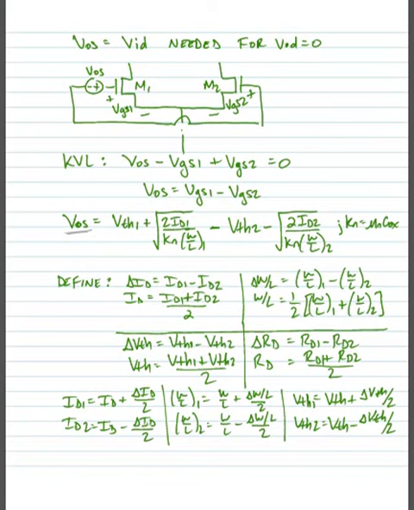All right, so we're going to take a break here, and what we're going to do is substitute these mismatch parameters back into our expression for offset voltage, and we're going to solve and figure out what our offset voltage is when we're faced with these parameter mismatches.